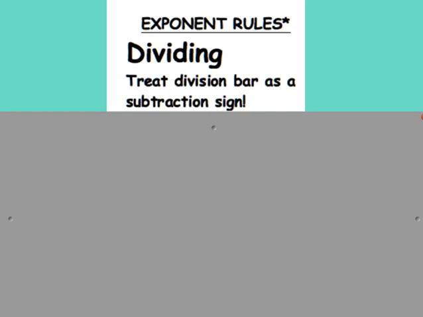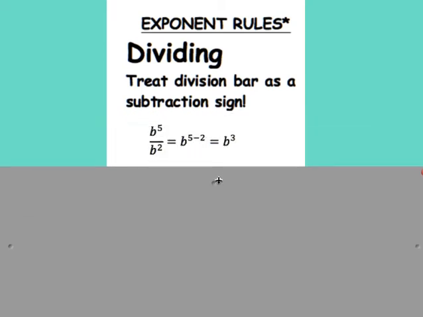Let's move on a little bit. We're going to briefly talk about dividing. So for dividing, you're going to treat the bar as a division sign, as a subtraction sign. So for example, b to the fifth divided by b to the second. What you do is, since they're the same base, you subtract your exponents, which is b to the third. Now, I don't always use the idea of subtraction. I sometimes just ask, where do I have more at? If I have 5 b's on the top multiplied together and 2 b's on the bottom multiplied together, where do I have more at? I have 3 more b's on the top than the bottom.